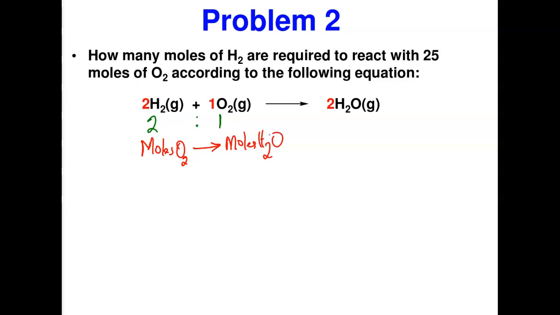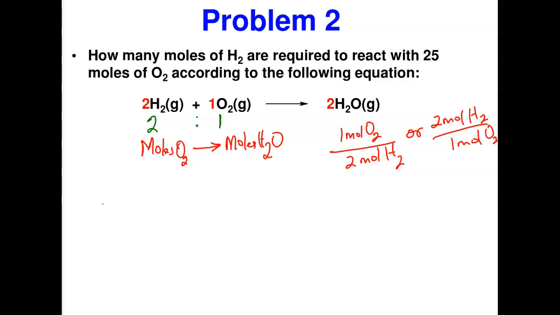And then remember earlier I wrote the conversion factors. Let me write it again. The conversion factor I can use is 1 mole of oxygen over 2 moles of hydrogen. Or I can also use 2 moles of hydrogen over 1 mole of oxygen. This is because the relationship is 2:1. However, I'm looking for hydrogen. What it means is that my hydrogen is going to be on top.